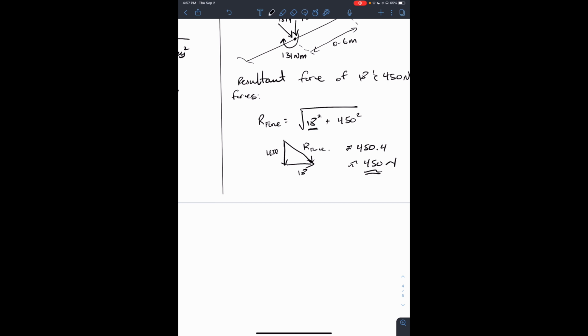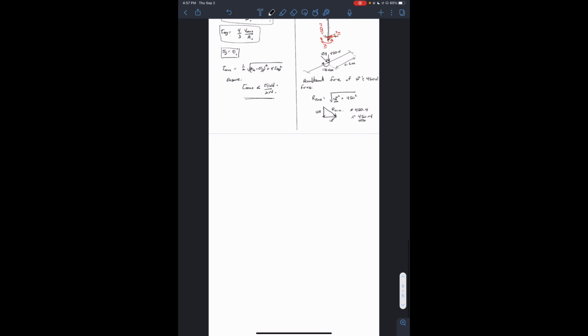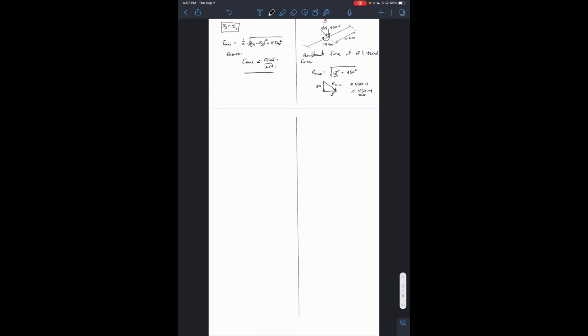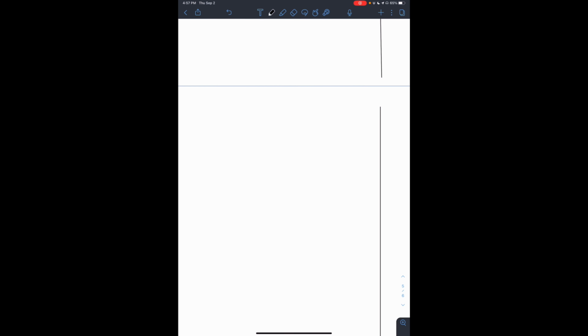So we could simplify the beam to be simply supported, where we have a force at the center of 450 newtons, and we also have a torsion. So included over here is a torsion of 131 newton meter.